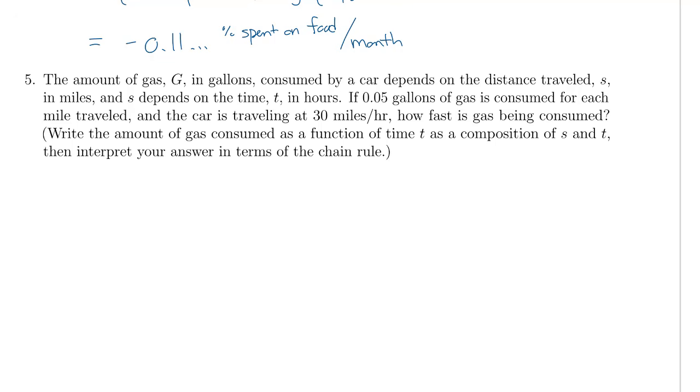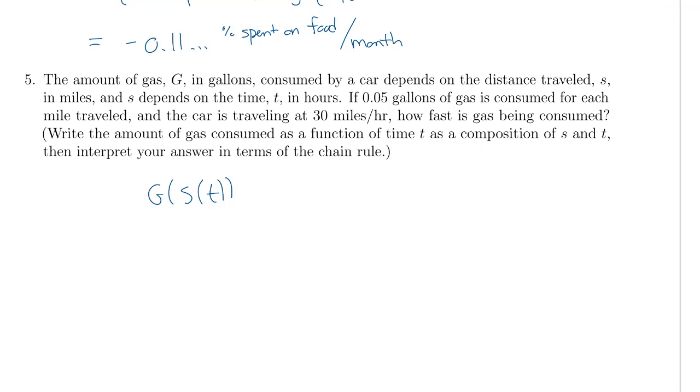This last problem provides another example of chain rule in the context of a word problem. So the key to solve a problem like this is to unpack this thing and all the information contained. So we're told there's this function g which depends on s, and s depends on t, time in hours. So immediately we can see that this can be thought of as a composition g composed with s.